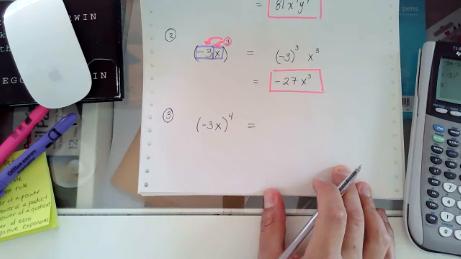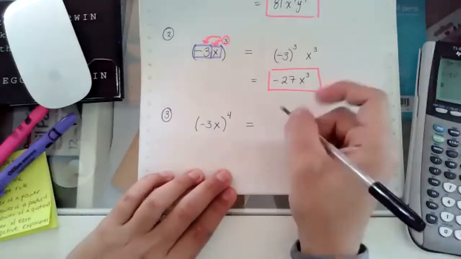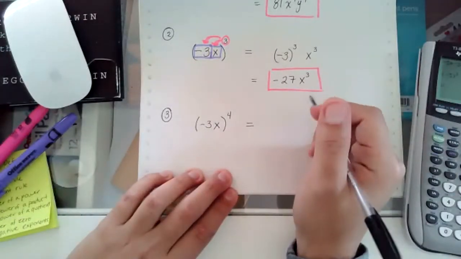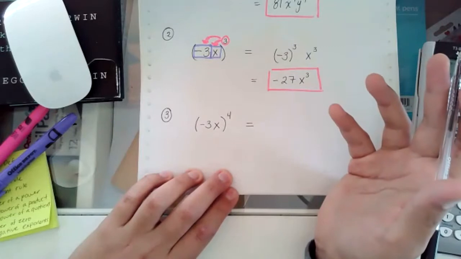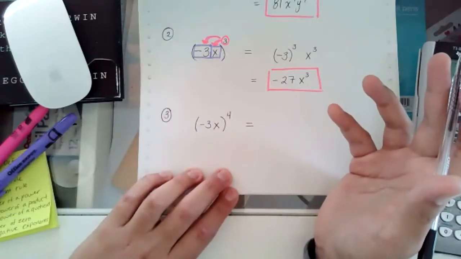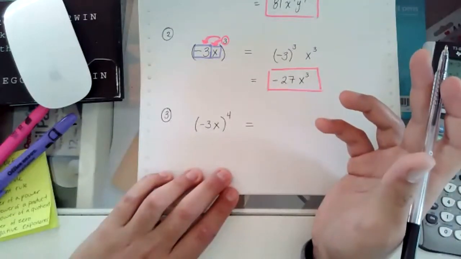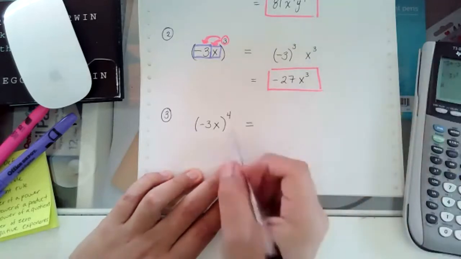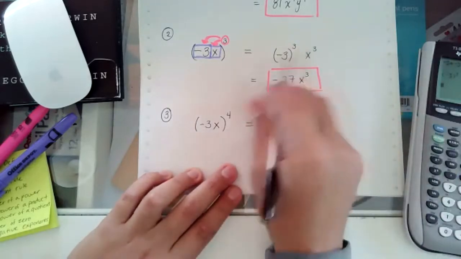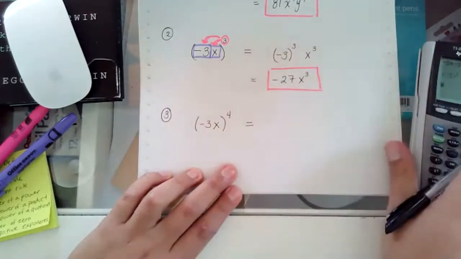Eighty-one x to the 4th power. Maybe. 81? Yes, positive, right? Did anybody get something different? Did anybody get negative? Okay, so that's good. We could apply this and work it out the same way.